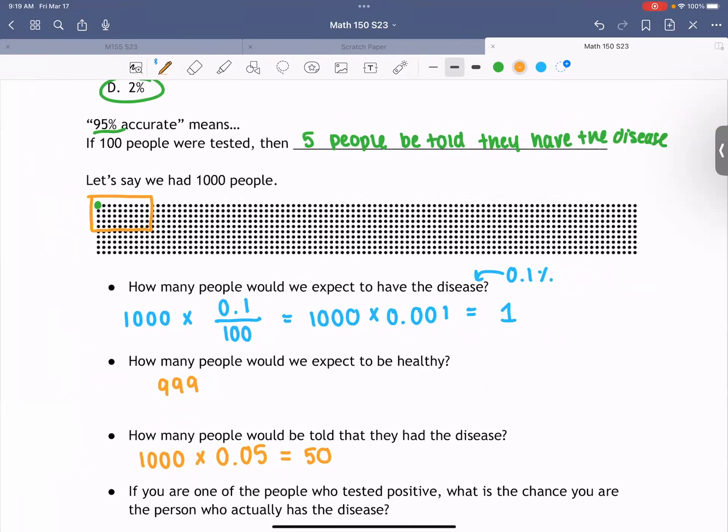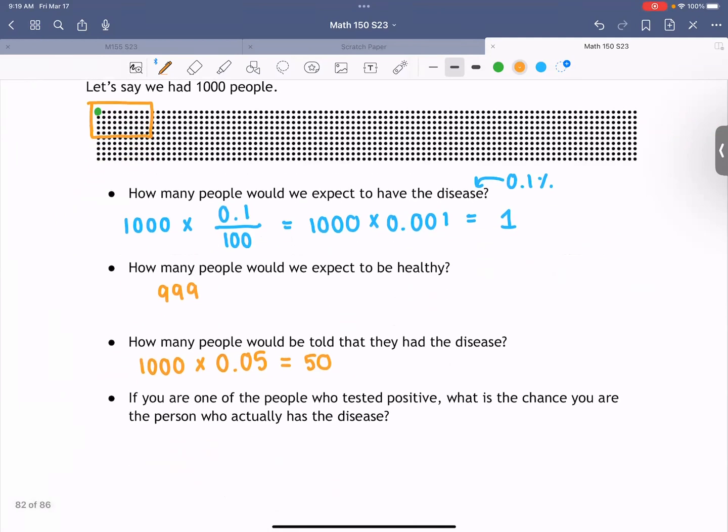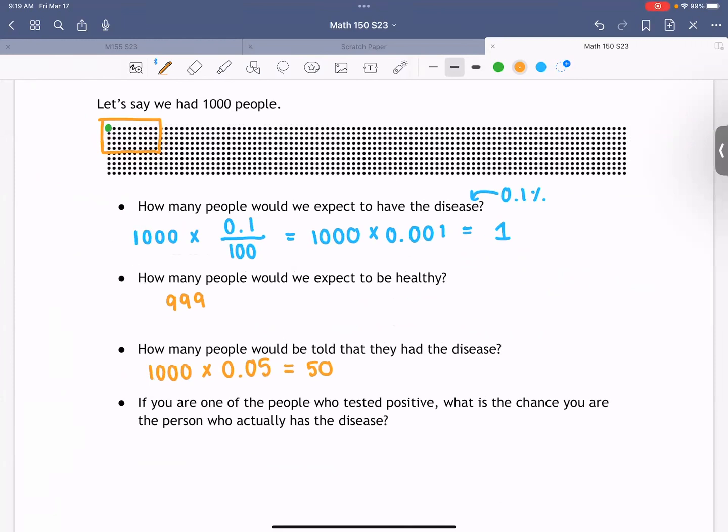So in our picture, 1,000 people are there, 50 people are told they have the disease, and out of that, only one person actually has the disease. Okay, cool. So let's figure this out. Let's say you're one of the people who actually tested positive. So you're one of the people in that yellow square. What's the chance that you are the person who actually has the disease? What's the chance that you're the green person?